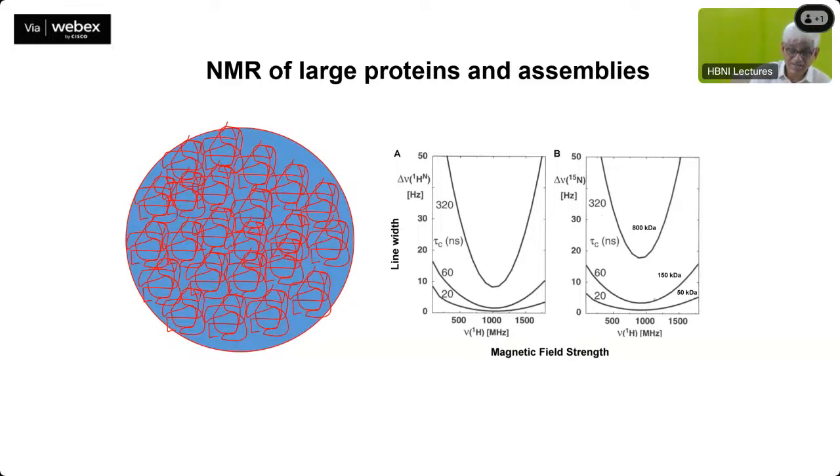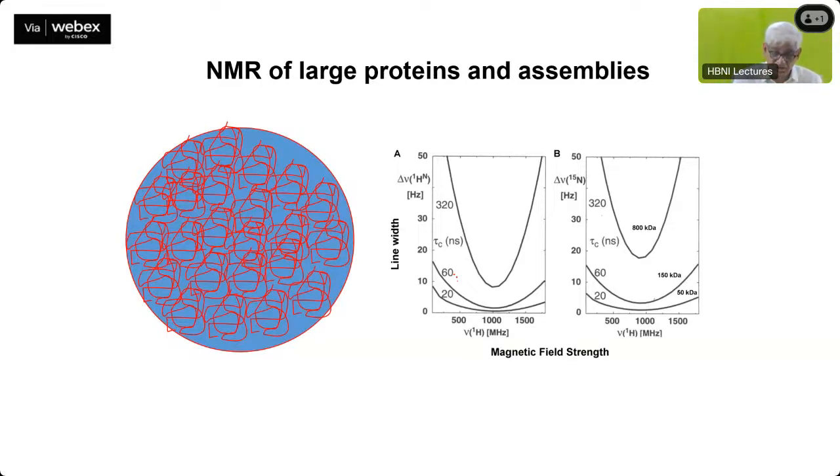Okay. And then in the NMR context, this kind of situation you can analyze in terms of the line widths: what is the line width with magnetic field strength, and what you will have depending on the size of the protein. Here the plots are calculated plots. 320 nanoseconds, 60 nanoseconds, 20 nanoseconds. These are the correlation times. Correlation time is the protein tumbling. 320 nanoseconds means it is a very large system. Okay, very sluggish, very slow in tumbling.